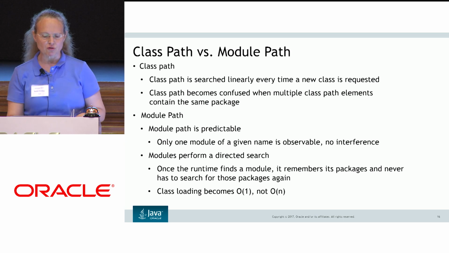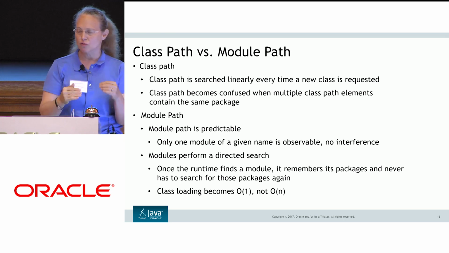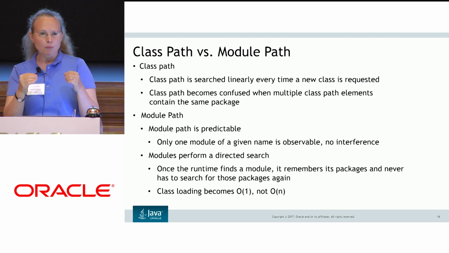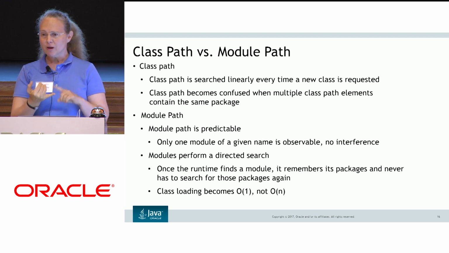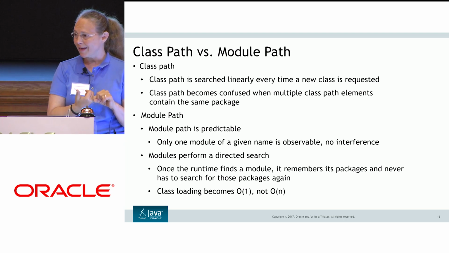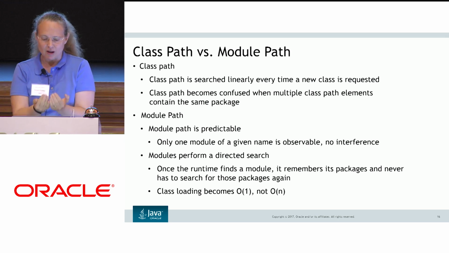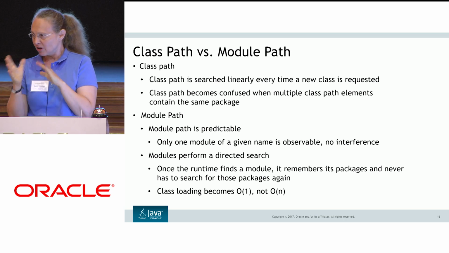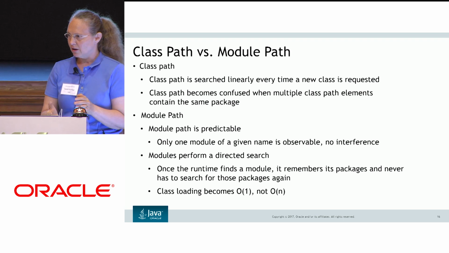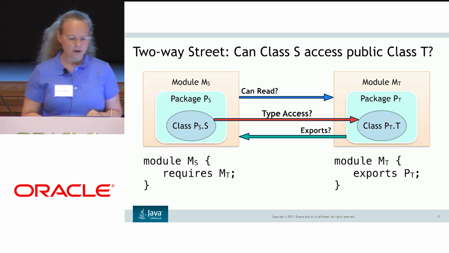We try to avoid that with module path. So the module path is designed to be predictable. Only one module of a given name is observable. There's no interference. So we perform a directed search. Once the runtime finds a module, it remembers its packages and never has to search for those again. We know where they are. So at the package level, we will find them all in the same place, which gets rid of that mess. It also means that class loading is order of 1 instead of order of n. So for those who've been asking for years, yes, we are making class loading faster.